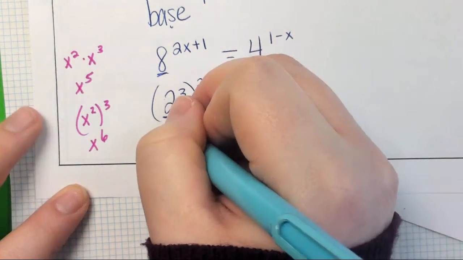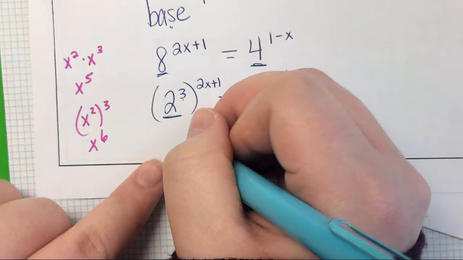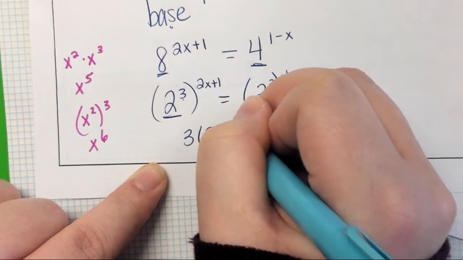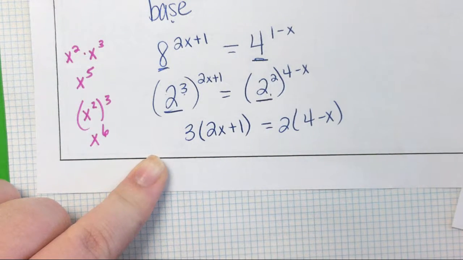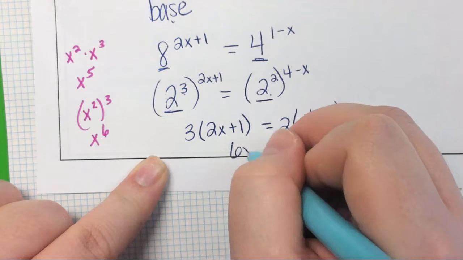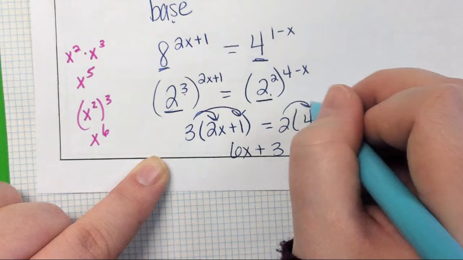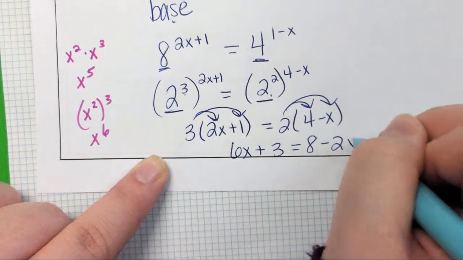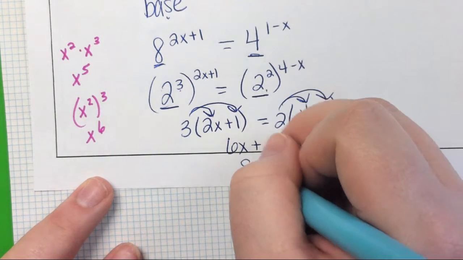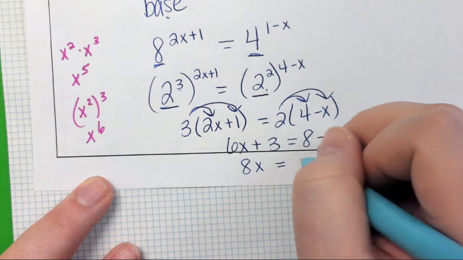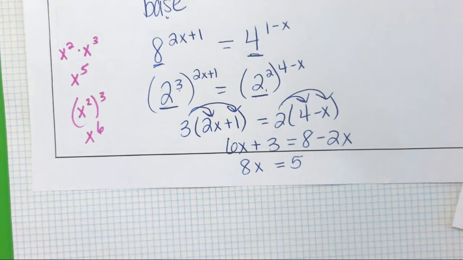So we'll do, and I'm going to ignore the 2's from now on because we agree they already had the 2's in common, 3 times 2x plus 1 and 2 times 4 minus x. I get 6x plus 3 because I distribute, equals 8 minus 2x. If I add 2x to both sides, I'll have 8x. If I subtract 3, I'll have 8x equals 5.